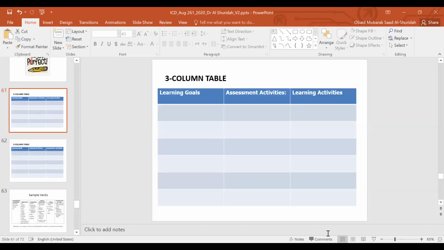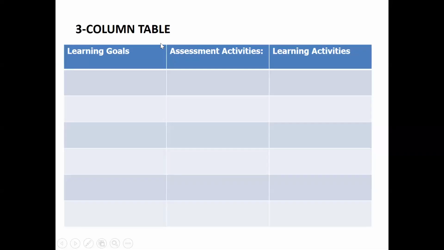what we call the 3-column table. This is an exercise that I want you to try whenever you have time. Probably you can do this integrated course design for the coming semester, not this one. You just have some time to digest the idea, think of it, build your learning goals, activities and assessments as you go through the semester, and plan it for next semester.